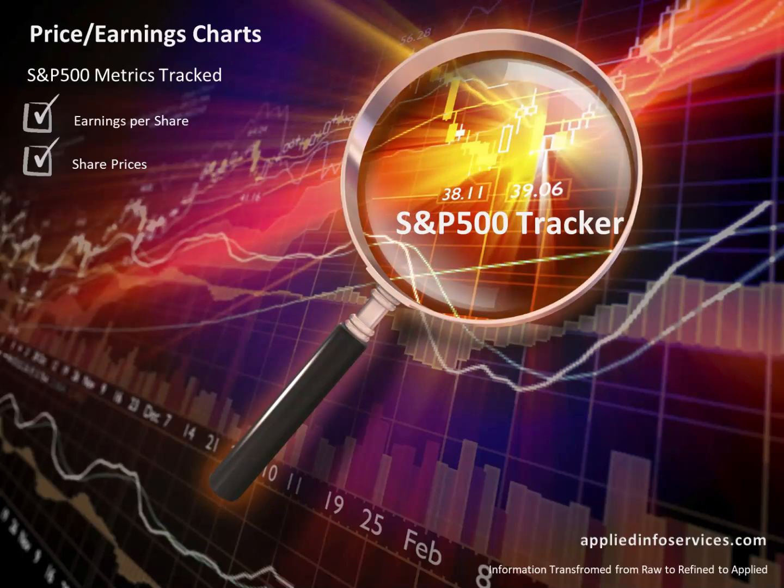Welcome to the S&P 500 Tracker, the price to earnings per share edition. Produced by Applied Info Services. These chart reports track the price versus earnings per share, year over year, for all categories in the index. It is produced from public company financial data obtained from 10Q quarterly and 10K annual reports filed with the SEC.